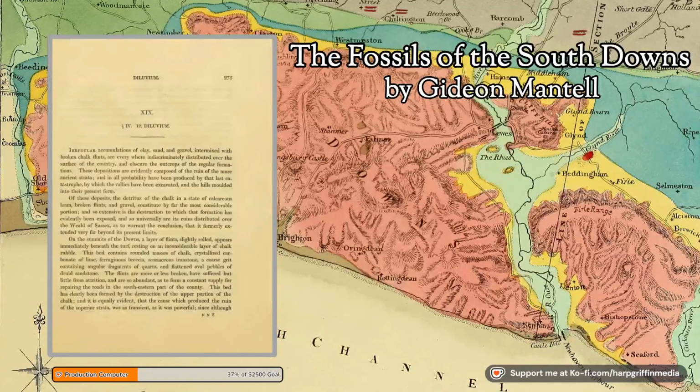Irregular accumulations of clay, sand, and gravel, intermixed with broken chalk flints, are everywhere indiscriminately distributed over the surface of the country, and obscure the outcrops of the regular formations. These depositions are evidently composed of the ruin of the more ancient strata, and in all probability have been produced by that last catastrophe, by which the valleys have been excavated and the hills moulded into their present form.